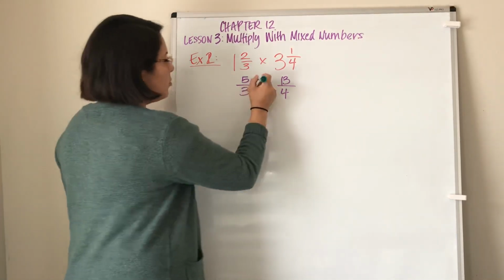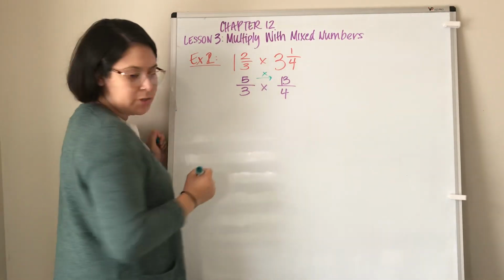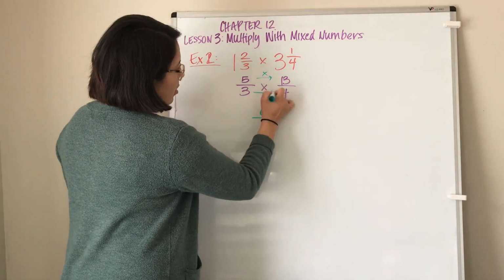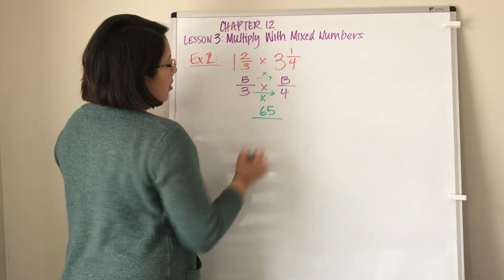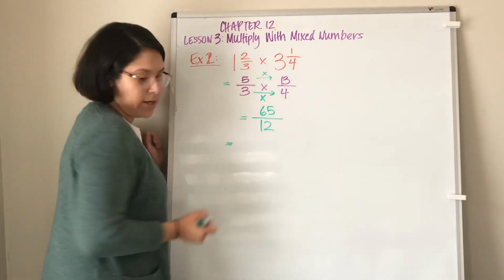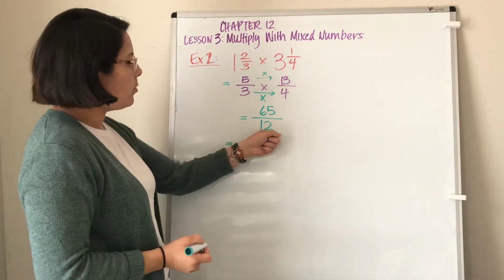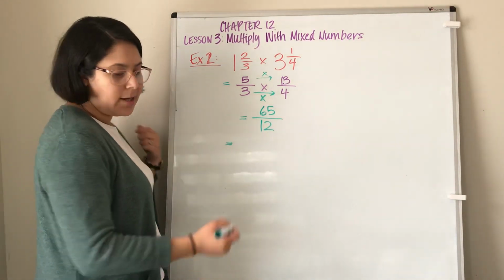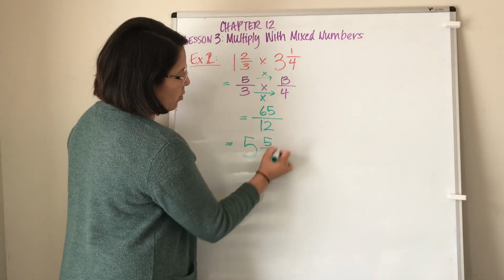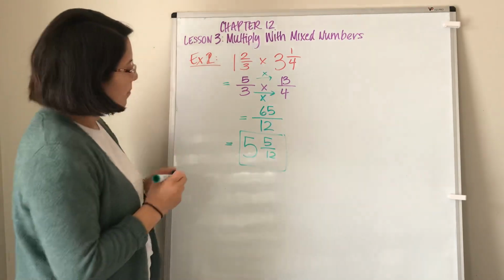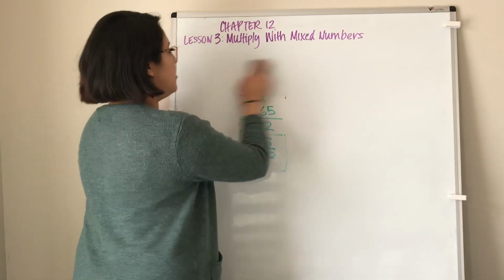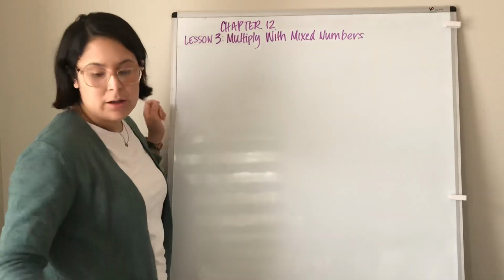Now, multiply straight across. 5 times 13, big number, 65. 3 times 4 is 12. Make sure you're putting your equal signs. And then, again, what do I do with this? I need to divide, and I need to put it into my mixed number here. And this is what I will be getting. Okay, let's do one more example. This is easy peasy. I think I'll get the hang of it pretty well.